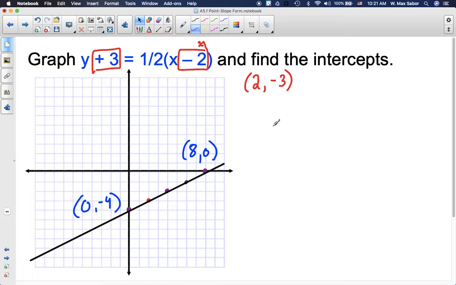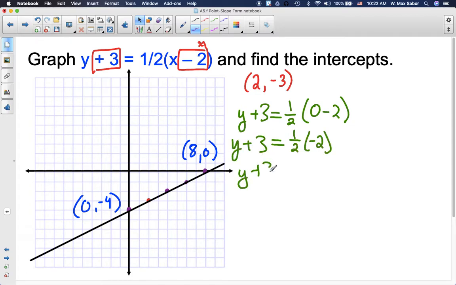Now, it is worth noting that you could plug in, say, 0 for x and get y plus 3 equals 1 half times 0 minus 2. And when you solve this, you get 1 half times negative 2.